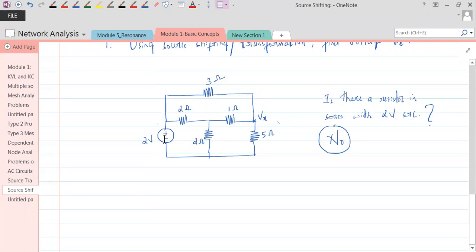Why am I looking at that? I'm looking at that because if there is a resistor in series with this 2 volts, then only this can be transformed. Otherwise, no. So how can I do that? Okay, everybody see this.